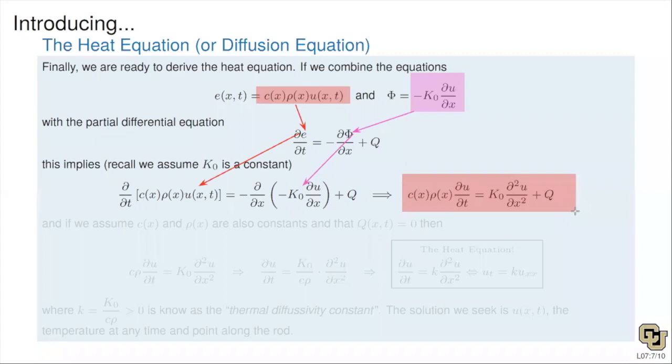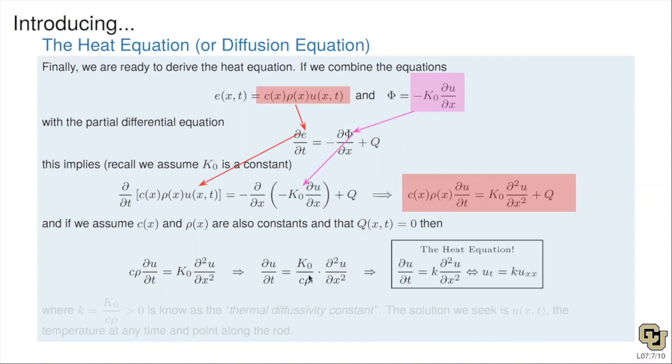And for mathematical purposes, to solve it, let's just simplify it a lot. So we're going to assume C and rho are constants and that there's no internal heat source for now. So assume C and rho are constants, Q is 0, divide K naught by C and rho, just write that, that's just a constant. So here's the heat equation that we know and love.